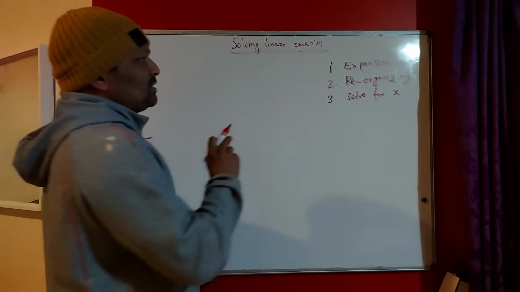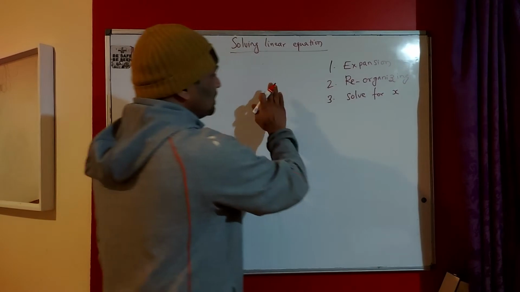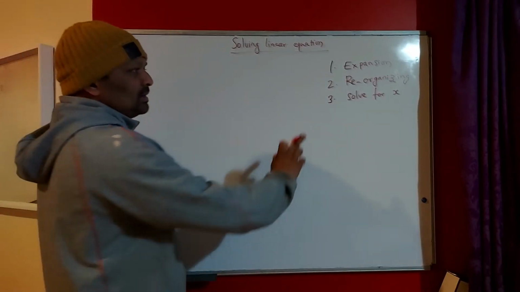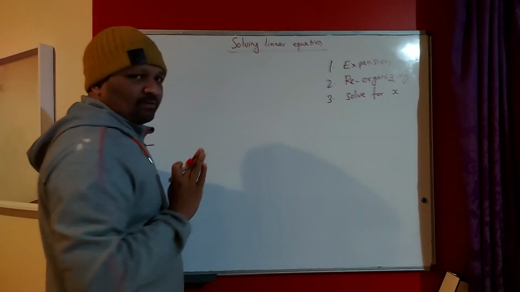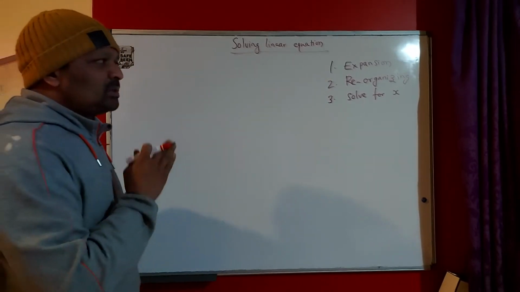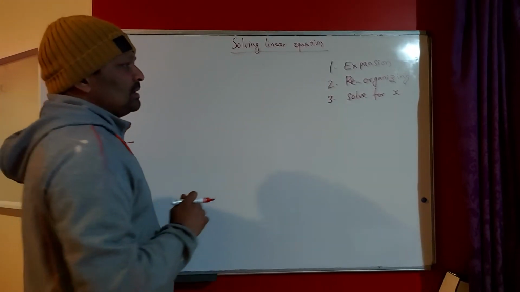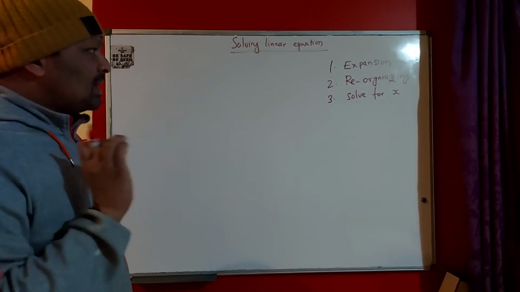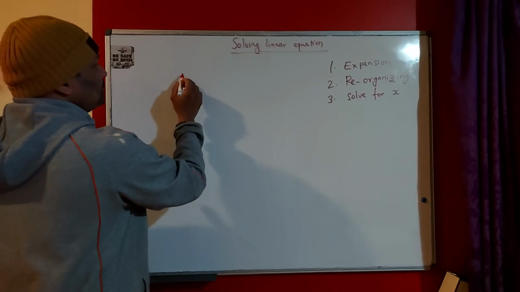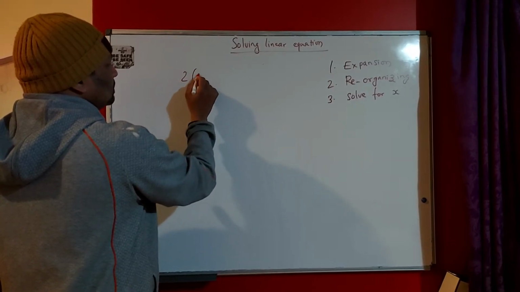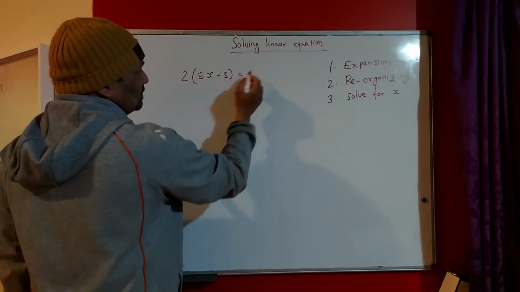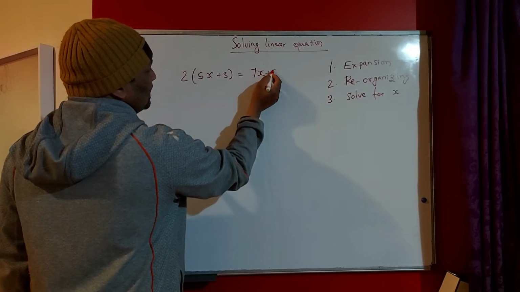So the first one is an optional step. It's not necessary that you have to do it in every sum. The second one, in most of the sums you have to do it, though that is also not necessarily. And the third is obviously a mandatory step. You have to do it. Let's take one example. 2 into 5x plus 3 is equal to 7x plus 9.